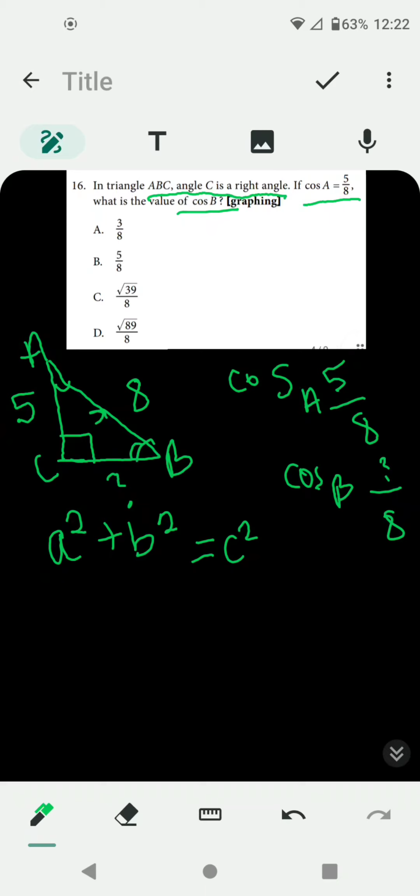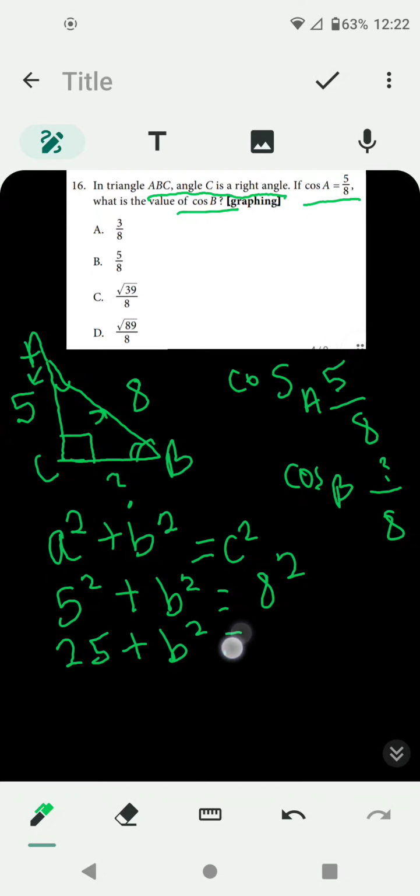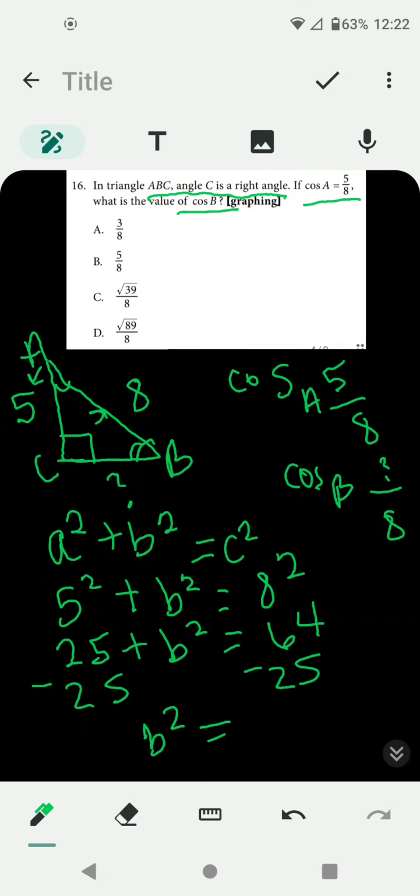Let's go ahead and fill in the information that we do know. A squared, which is right here, would be 5 squared, plus b squared, which we don't know, is equal to c squared, which is 8 squared. So 25 plus b squared equals 64. Just go ahead and solve. Simplify that out. 25 minus 25. We're trying to get the b by itself. Anytime you have a variable, you always want to isolate it. 64 minus 25 is going to be 39.